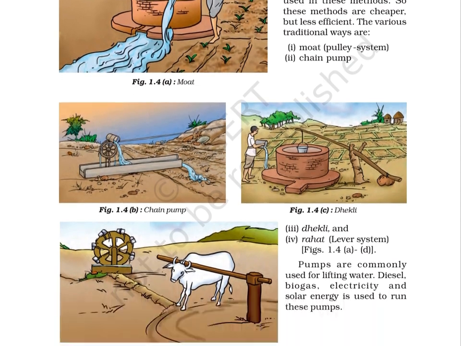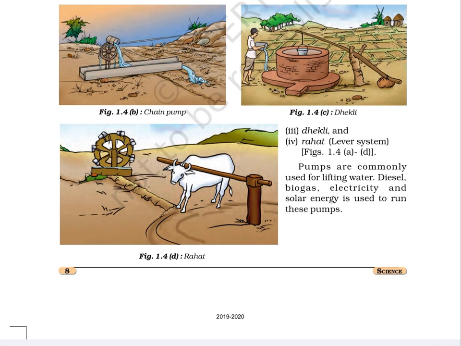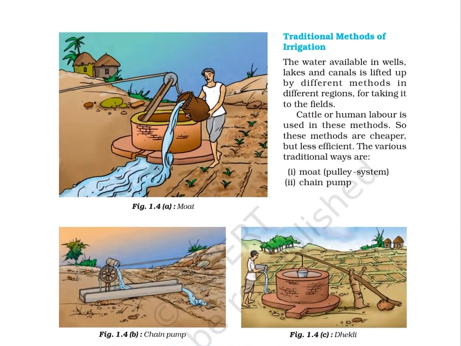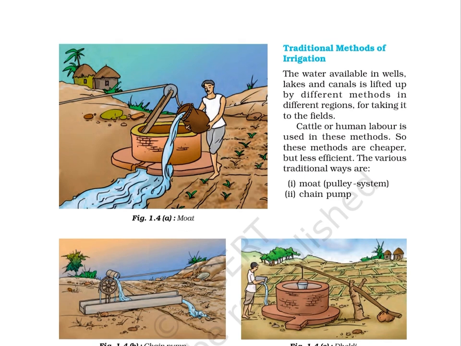Pumps are commonly used for lifting water. Diesel, biogas, electricity and solar energy is used to run these pumps. Figure 1.4a, moat. Figure 1.4a depicts the working of a moat. In figure 1.4b, we can see how chain pump works. In figure 1.4c, we can see a dhekli. And in figure 1.4d, we can see a rehet.